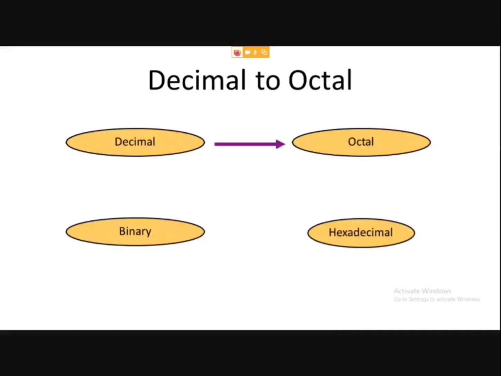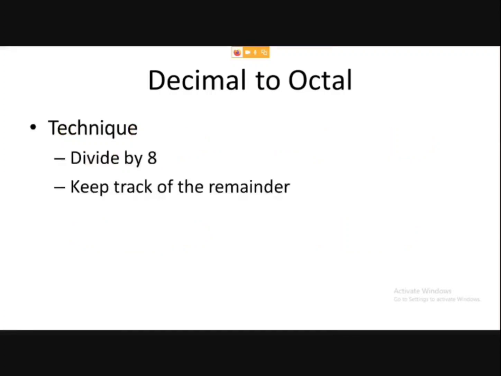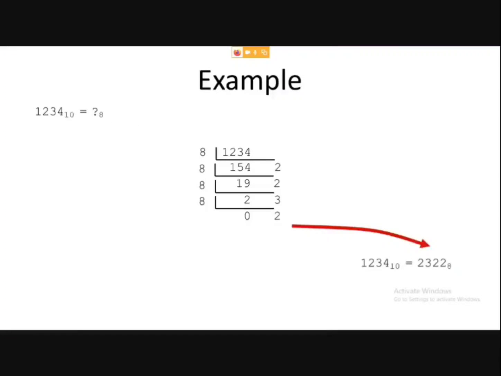So let's move from decimal to octal. The rule, as we have already discussed, is that we will be dividing by 8 and keeping track of the remainder. Let's check this. 1234 is in decimal, and we have to convert this 1234 decimal into octal. So we are continuously dividing by 8 and collecting the remainders. 1234 divided by 8 is 154 and the remainder is 2. Similarly, 154 divided by 8, remainder is 2. And again these remainders are arranged in reverse order.